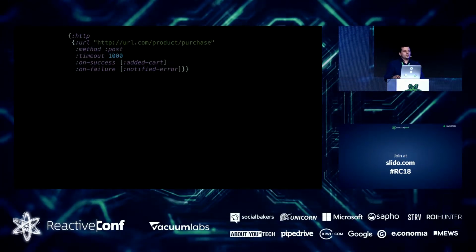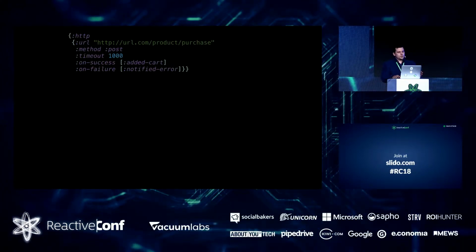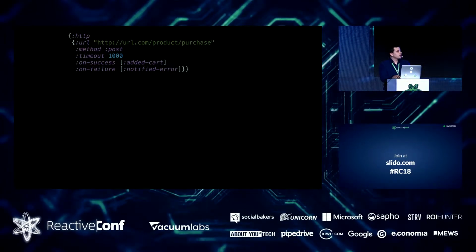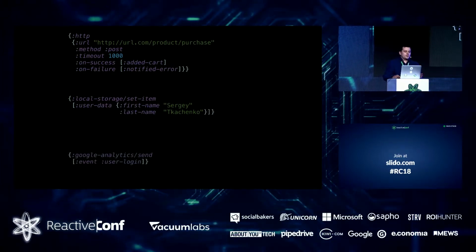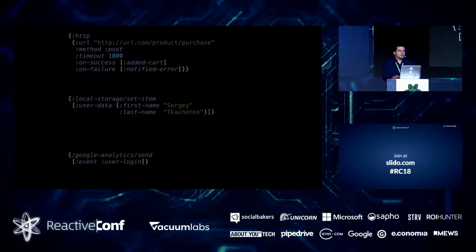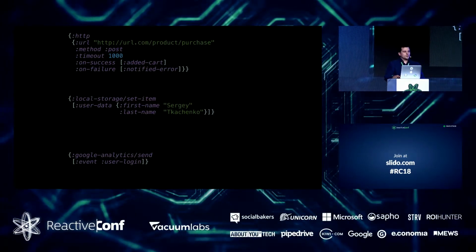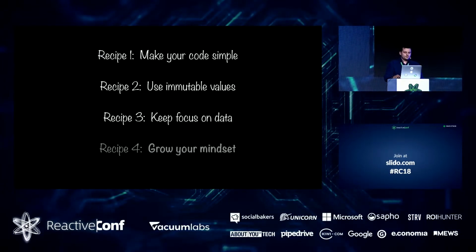In ClojureScript, we don't have built-in monads, like in Haskell, but we have supercharged immutable data structures. And we use them to express things like HTTP requests, to deal with the browser APIs, and make third-party services communication. So data is our cornerstone, and you should keep focus on that.